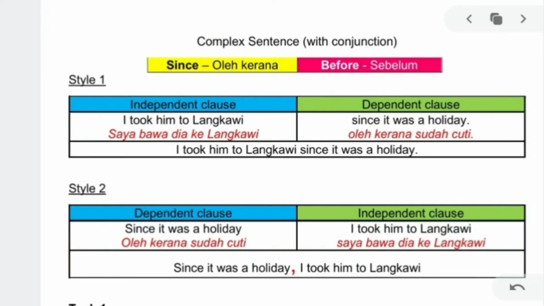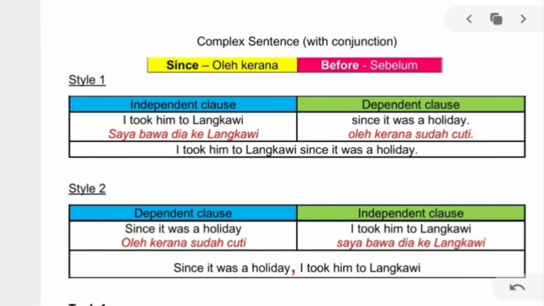For today's lesson, we are still going to focus on complex sentence. In our previous lesson, we had learned that a complex sentence is built by combining an independent clause with dependent clause using a relative pronoun. Dalam pelajaran kita yang lepas, kita telah belajar bahawa ayat kompleks terbina dari gabungan independent clause dan juga dependent clause menggunakan relative pronoun. Sebagai contoh, who, whom, which, whose.